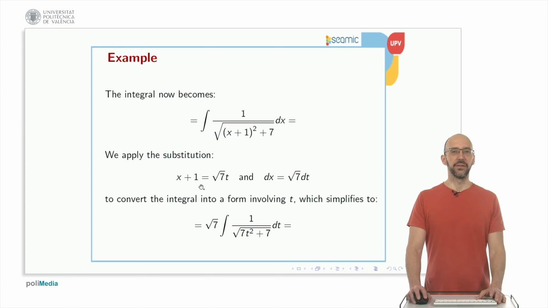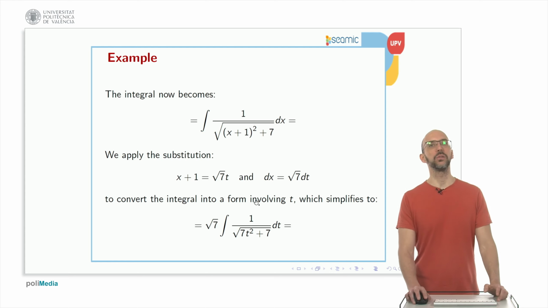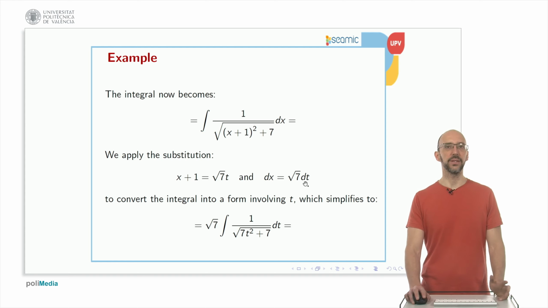So we got this. If you move plus 1 to the other part, we have that x equals the square root of 7 times t minus 1. It doesn't matter because when we calculate the differential, the derivative of this part with respect to x becomes dx, and the derivative of this part becomes the square root of 7 dt. So I'm going to change dx by the square root of 7 dt.